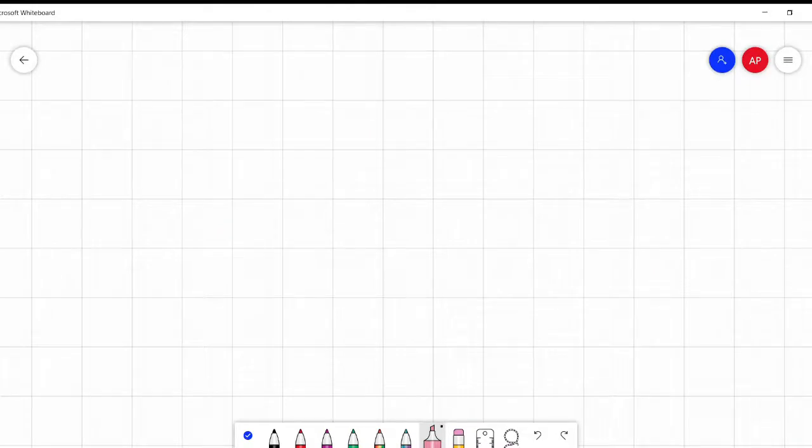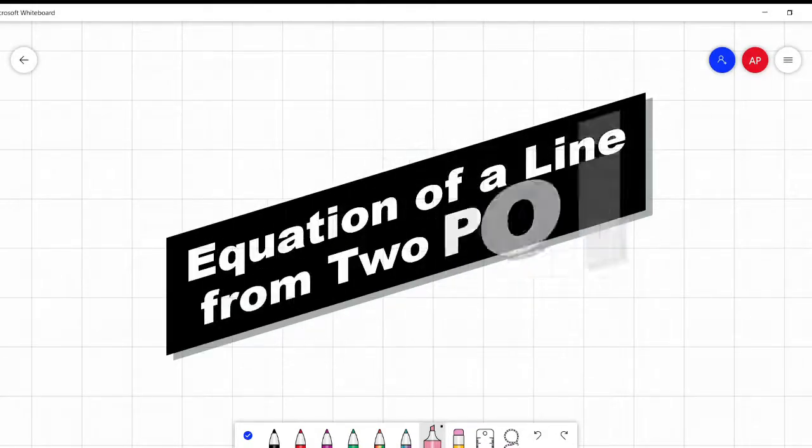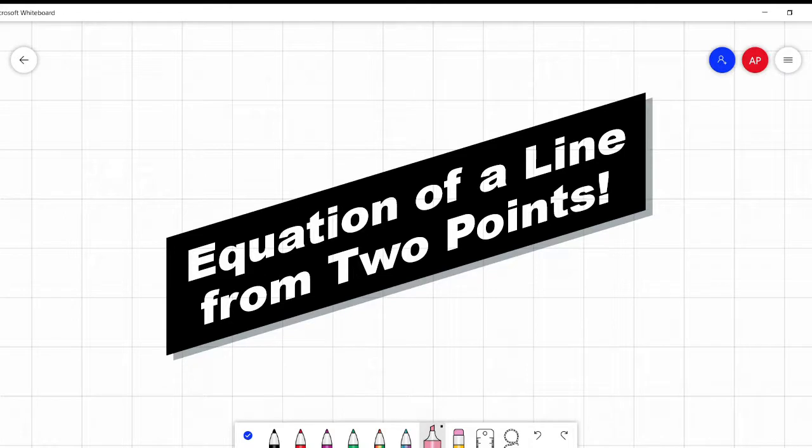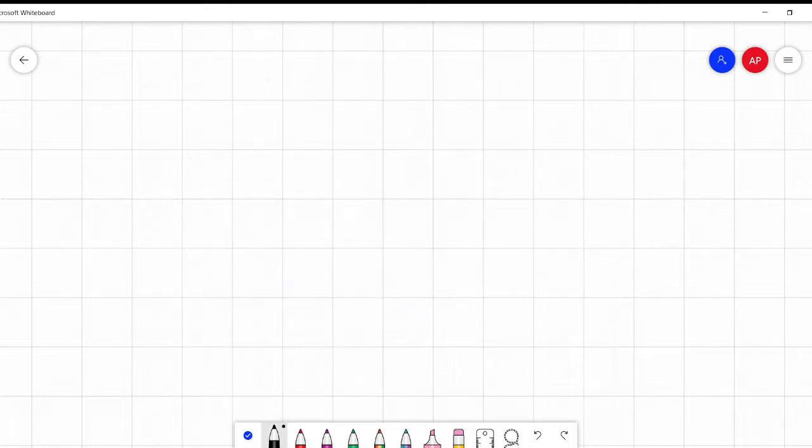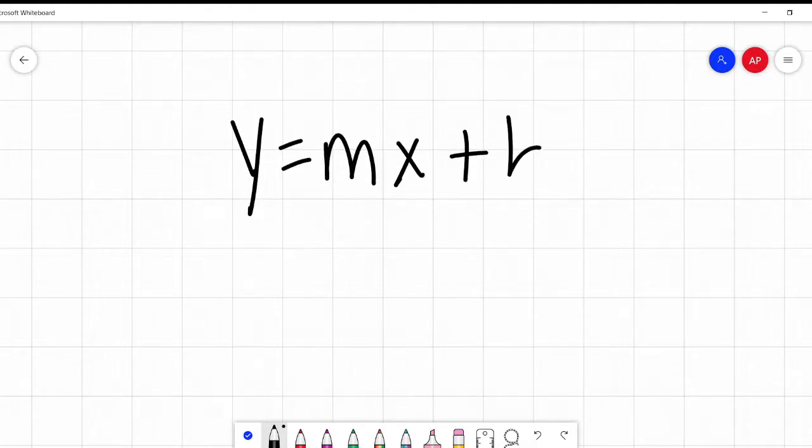So today is about writing the equation of a line if you are given 2 points. For this, it is really important that I assume you already know all about this equation, the slope-intercept form of a line.